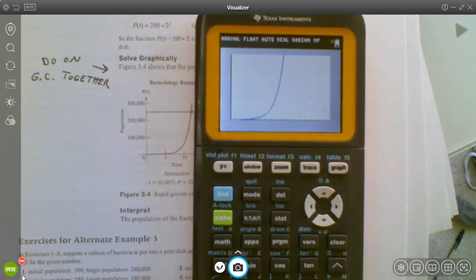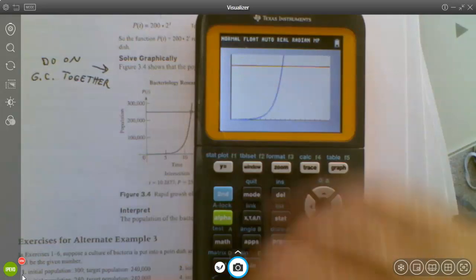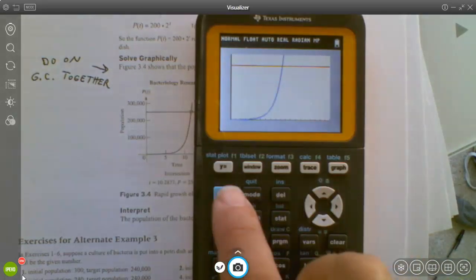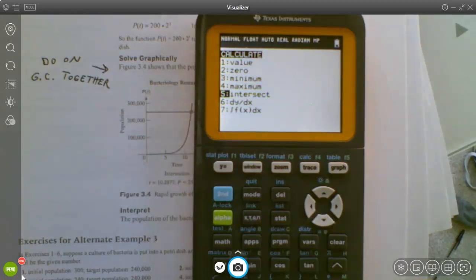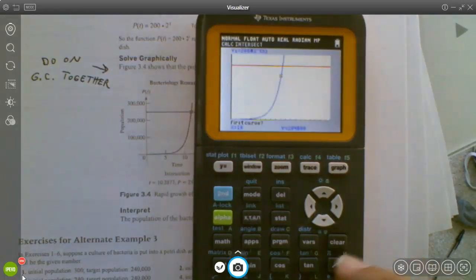So here's our growth function, and then here comes the 250,000. And again, what we want to know is, where do those two things intersect? Where are they equal? When does my function equal 250,000? So if we go under Calc and choose Intersect, hit Enter, it's going to ask you some questions.